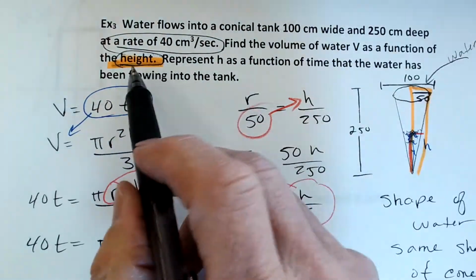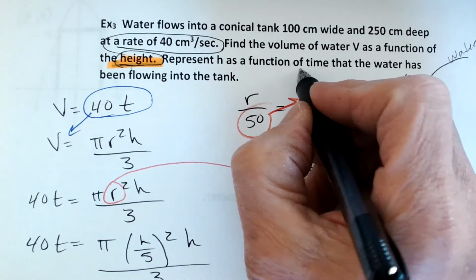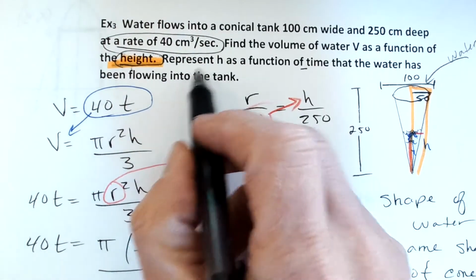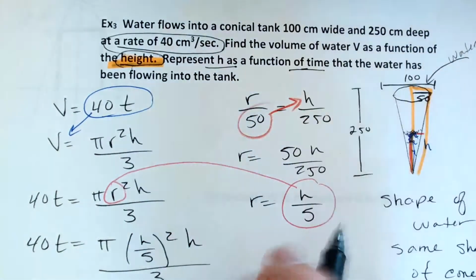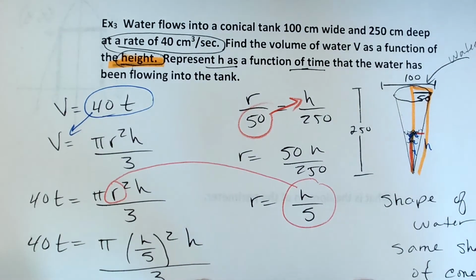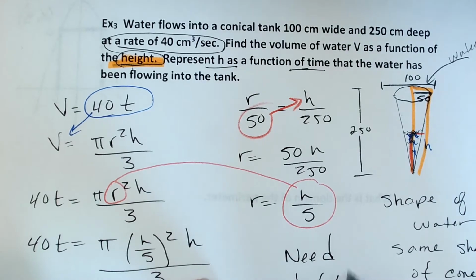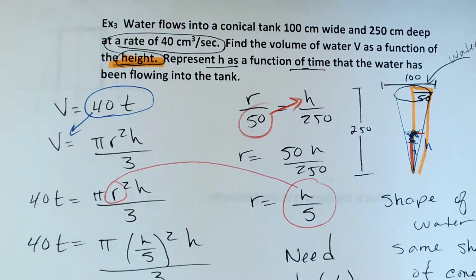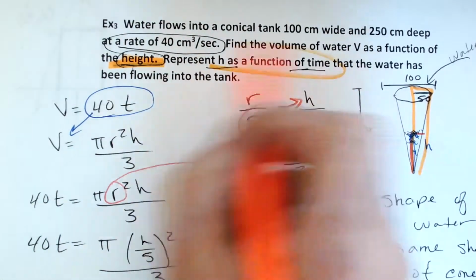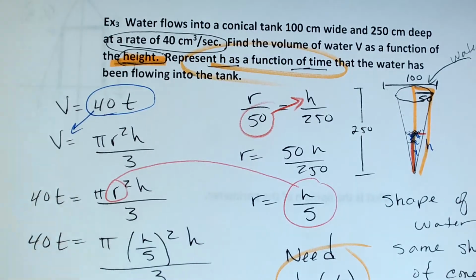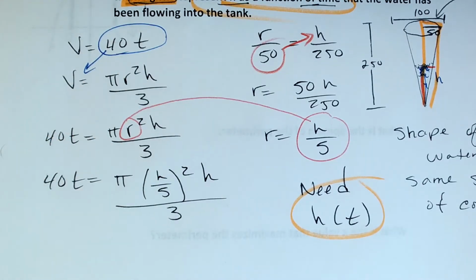What do we need? We want the height of the water as a function of time, so I need h of t. I need h of t because of that expression. So I have to solve for h. It's kind of a mess, but I can solve for h.